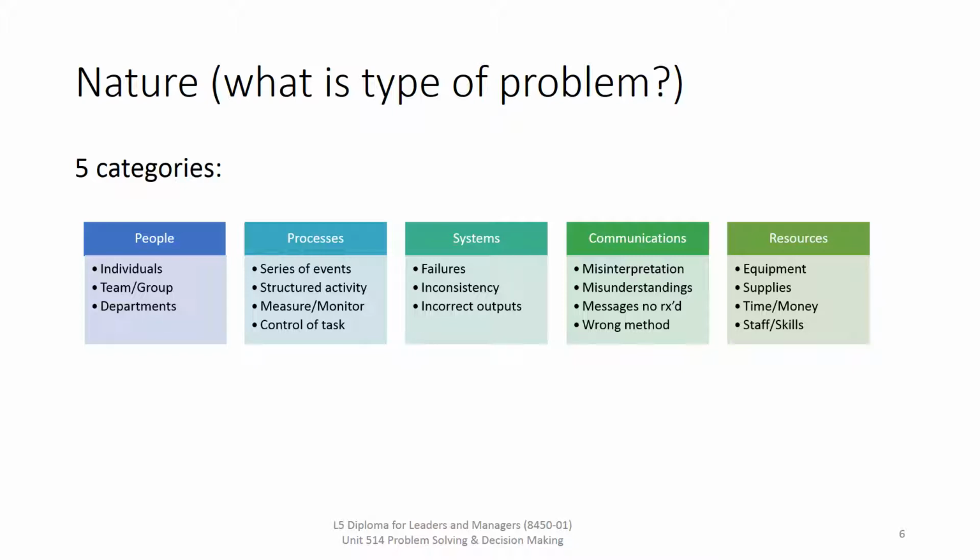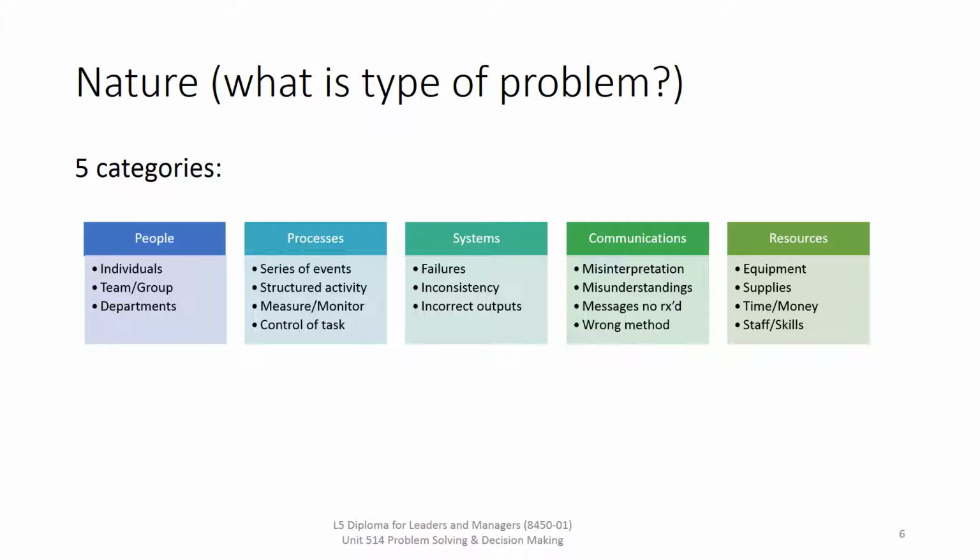Then there could be system problems, so things that are set to work in a particular way, at a particular pace. Examples could be an automated order that's failed, or double bookings for an online booking system, route planning software not planning the optimum route, etc. And then there's problems based on communications, as we've talked about in Unit 503, where it's to do with misinterpretation, misunderstanding, messages not being received, or the wrong method of communication used.